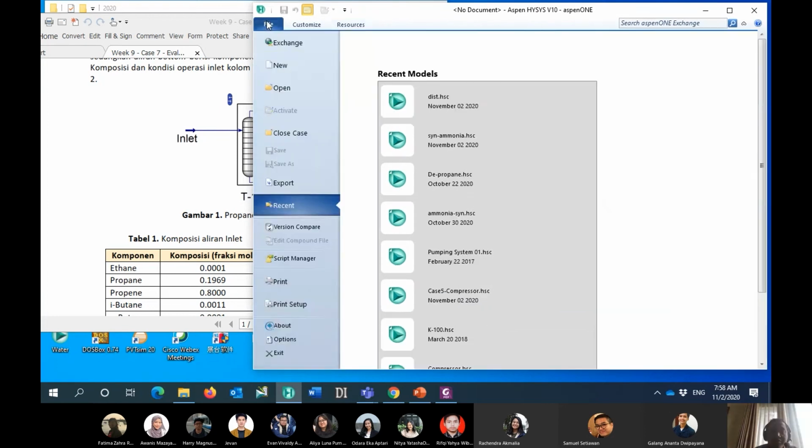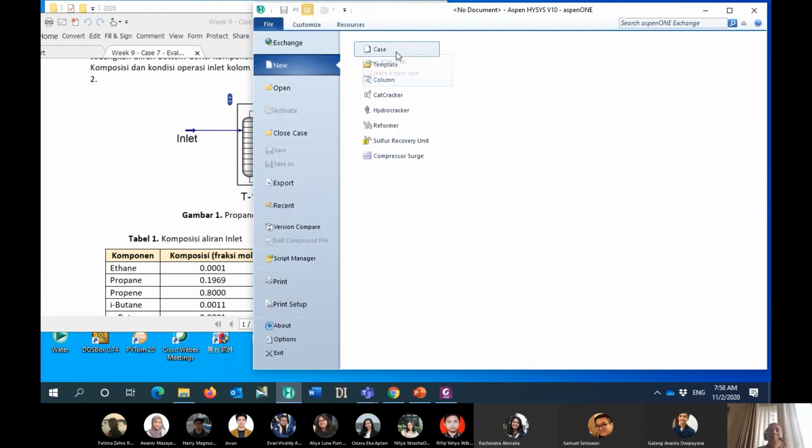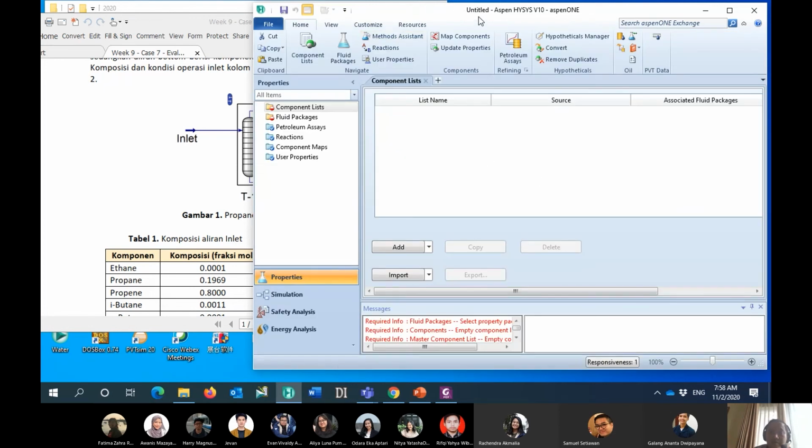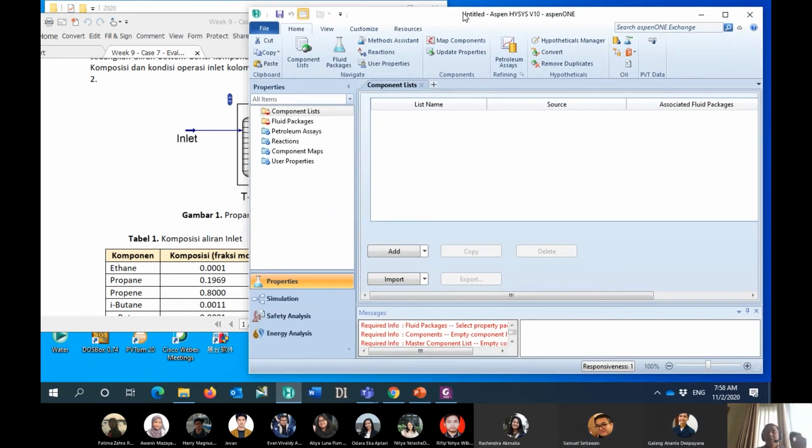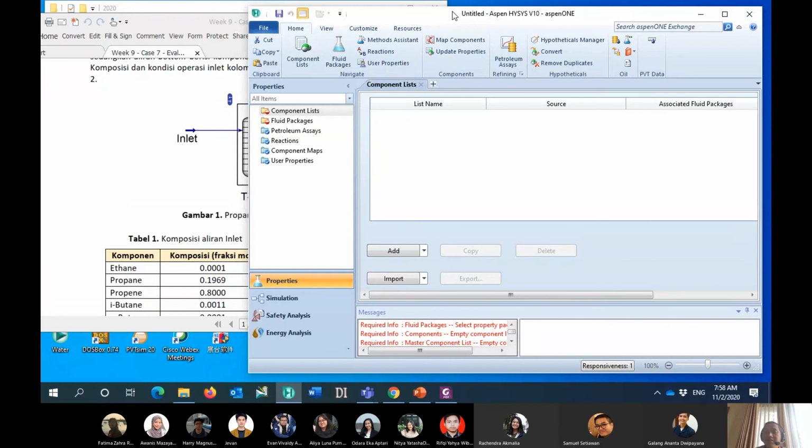Okay. So I will start with the new file. And then how about my Aspen HYSYS? Is it already appearing on your screen? Yes, sir. Okay, because last week in another class, HYSYS came out black, and they could not see, for example, the selection of the components and so on. So if it's clear on your screen, I think it will be okay.